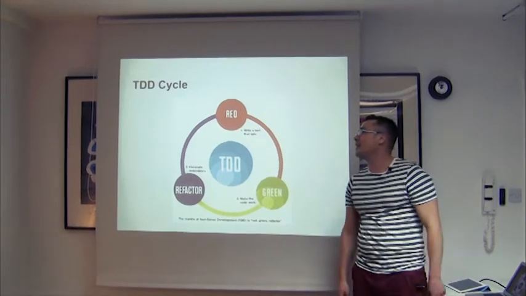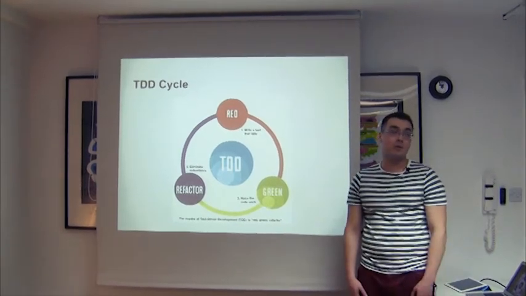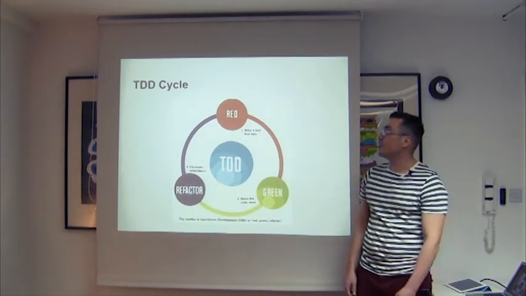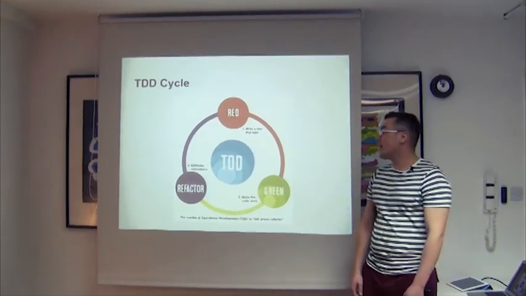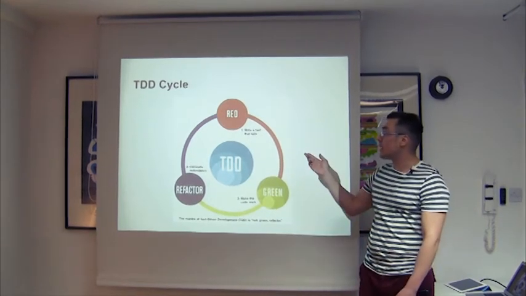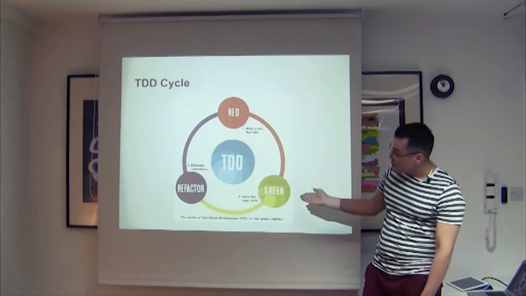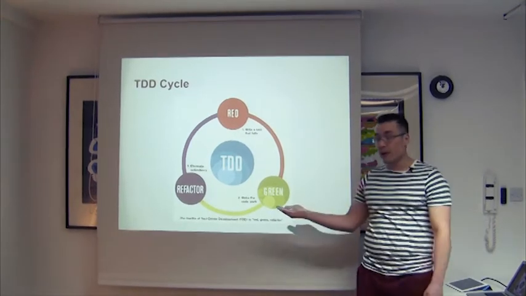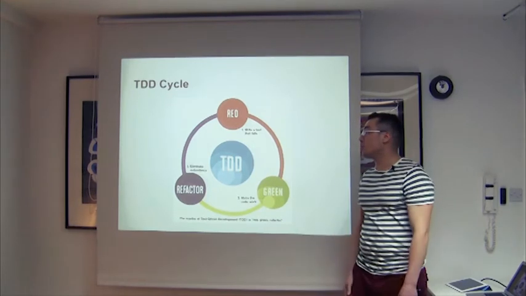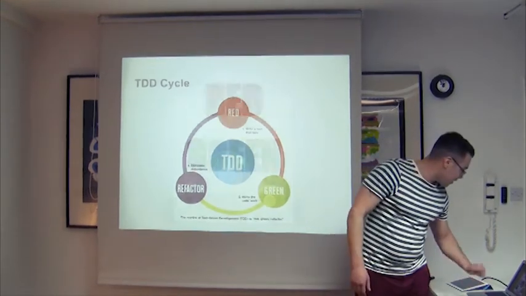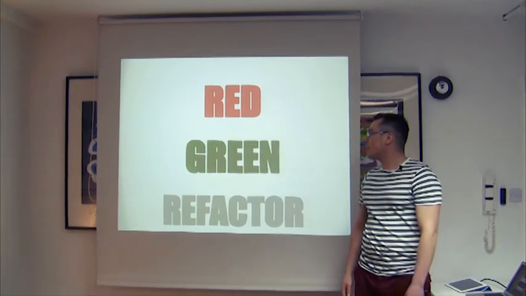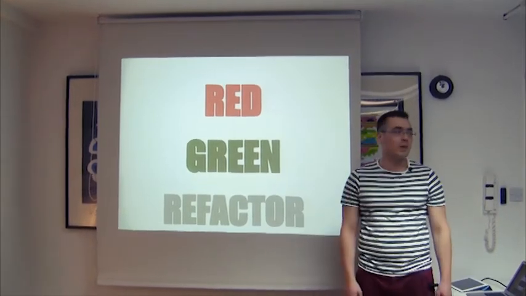TDD is an iterative process. You start on red with an initially failing test, then you write some code to stop the test failing, which moves you to green, and then refactor. And then the cycle repeats until the job is done. So it's the so-called red-green-refactor mantra.